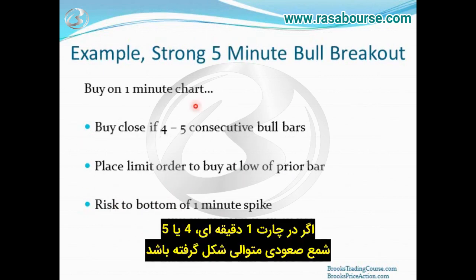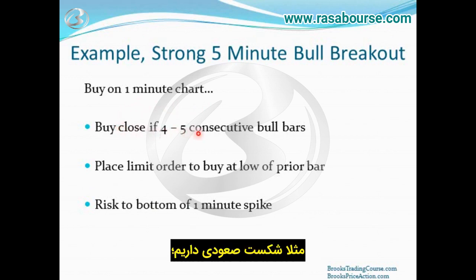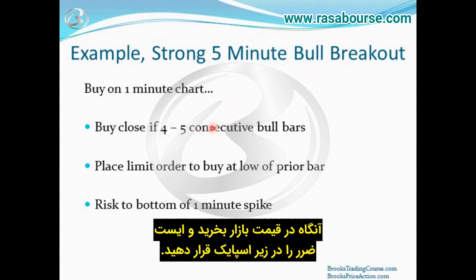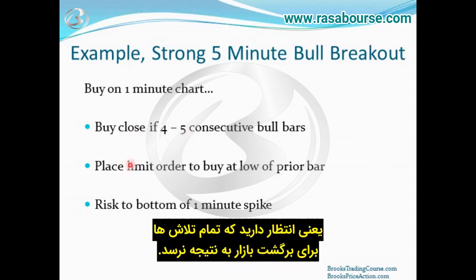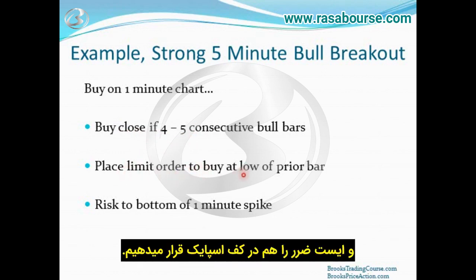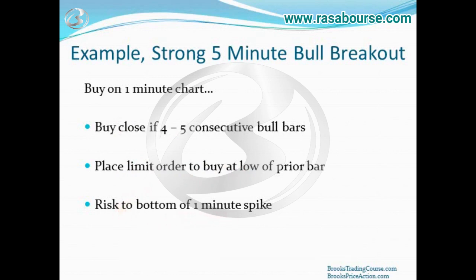If the 1-minute chart has 4 or 5 consecutive good bull bars, and let's say in a bull breakout, simply buy at the market and place a stop order below the bottom of the spike. Alternatively, instead of buying at the market, you can start placing limit orders at the low of the prior bar, betting that any reversal attempt will fail. Again, putting your protective stop at the bottom of the spike.